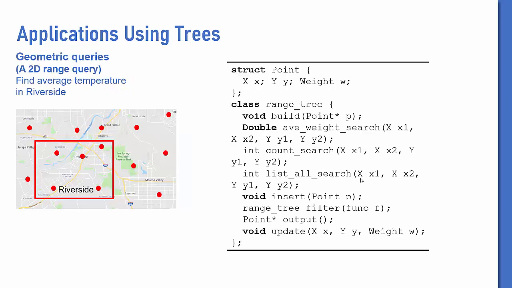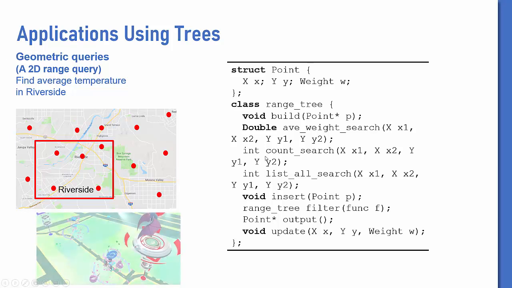The third example I want to mention is geometric queries. Assume we have a lot of weather stations in, for example, California that report the local temperature, and we want to know the average temperature in the Riverside area. Or if you are familiar with the game Pokemon Go, the server would need to tell you all the Pokemon around you while you are moving on the map. They are both variants of the classic 2D range query, and it can be solved by using a standard 2D range tree, another tree structure.